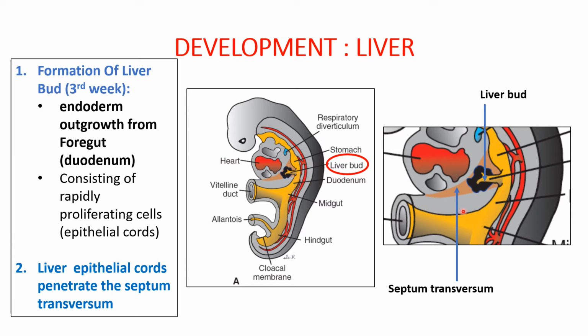And what does it consist of? It consists of rapidly proliferating cells, epithelial cords. So this bud is proliferating into a structure over here. This is called the septum transversum. It's a mesoderm plate, and into this mesoderm plate, the septum transversum, the liver epithelial cords are going to penetrate.